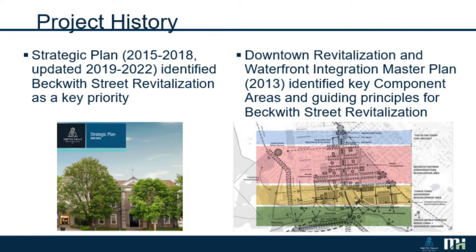In addition to that, the downtown revitalization and waterfront integration master plan in 2013 identified some key component areas, and that was what came up with the guiding principles for the street revitalization. So that identified the waterfront end of the street as the top of the town civic precinct, drawing on the library and the town hall and the planned town square project in that area. And then further down the street is identified as the downtown core revitalization area.